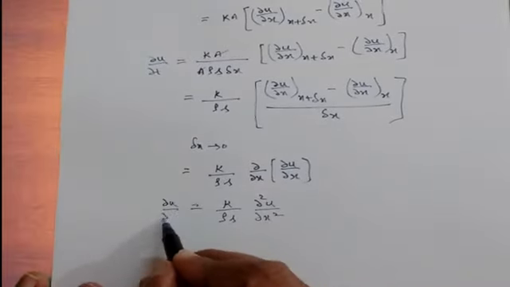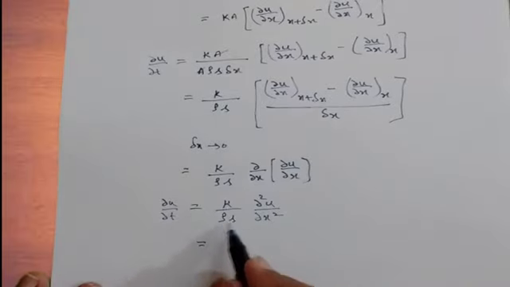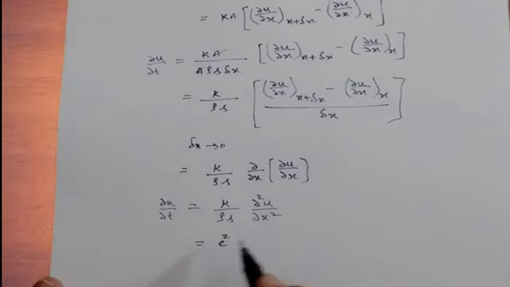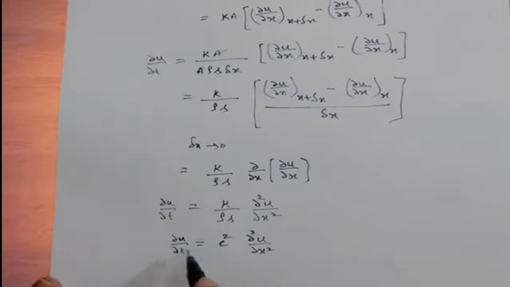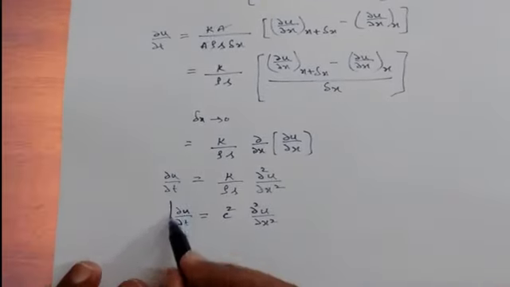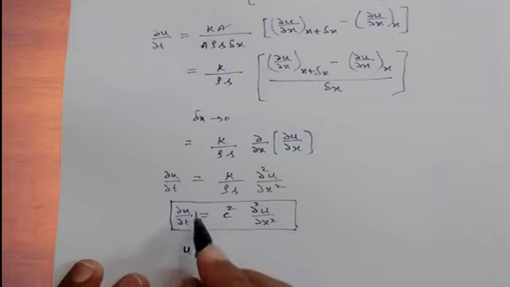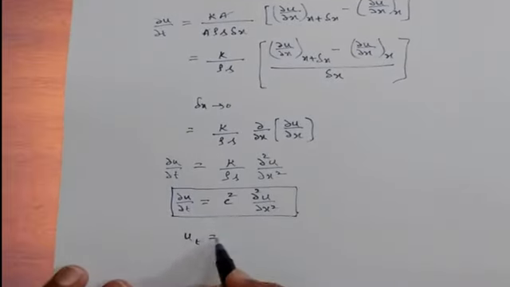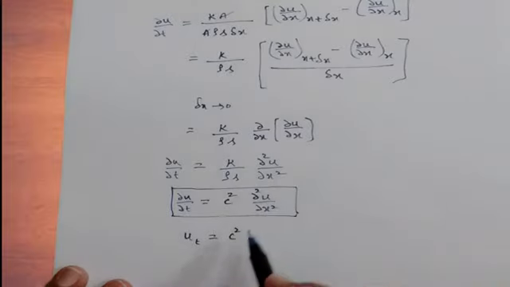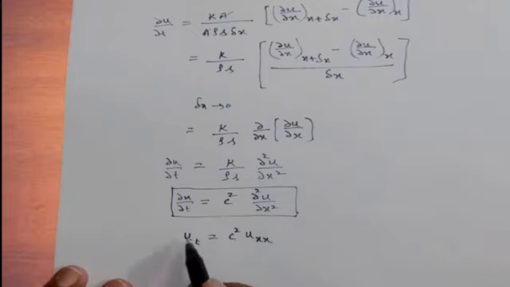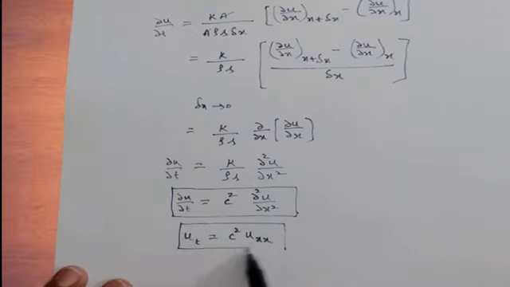So this gives you dou U by dou T is equal to, suppose this K, rho and S are all constant, and we can replace that by some other constant, c square, dou square U by dou X square. Now this gives us the heat equation. Or if you want to rewrite this, you can write ut, because dou U by dou T represents ut, is equal to c square times uxx, because it's the second order derivative with respect to X. This also represents the heat equation. So you can write down the heat equation either in this form or in this form. So this represents the one-dimensional heat equation.